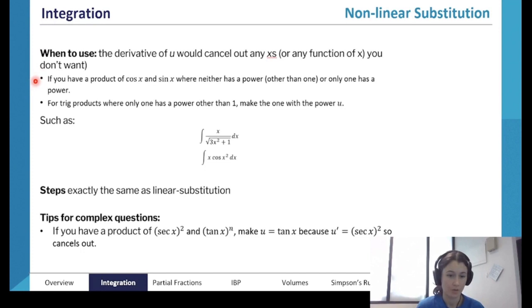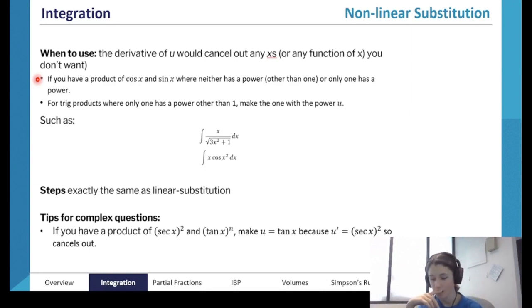So the first tip that I had was, if you have a product of cos and sine where neither has a power other than 1. So they both have a power of 1. It's just like cos something and sine something, or only one has a power, then this is another circumstance where you would use nonlinear substitution, right? Because the derivative of cos is sine. So that's going to cancel it out. You know what I mean? Because sine and cos are like their own derivatives.